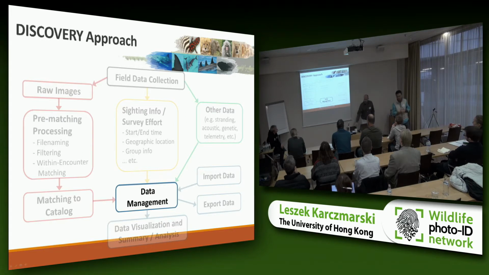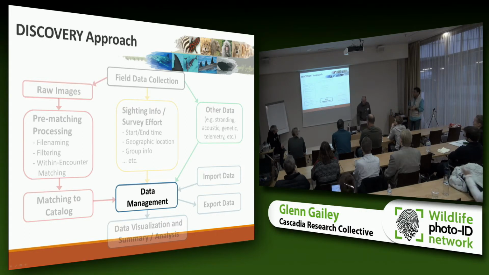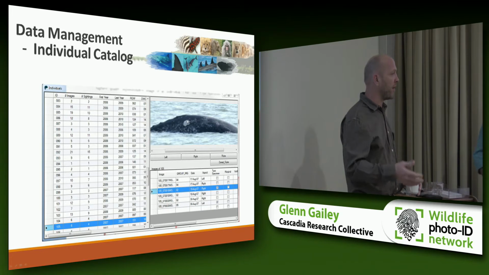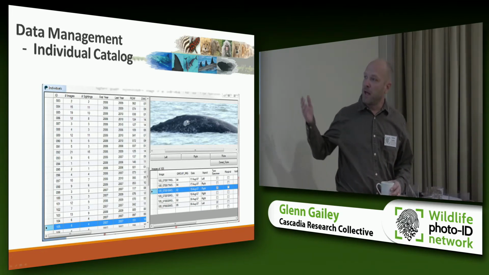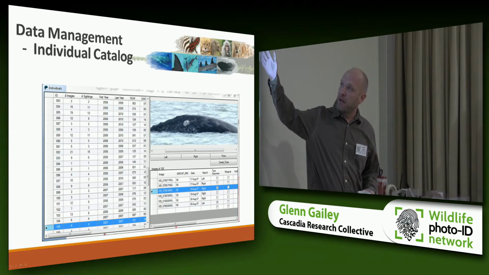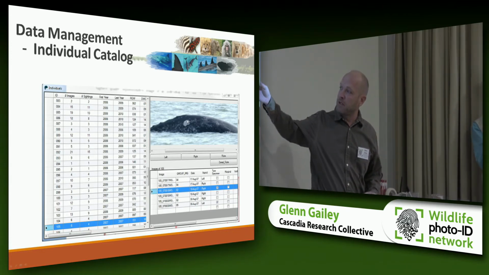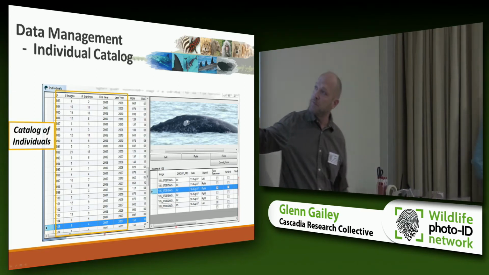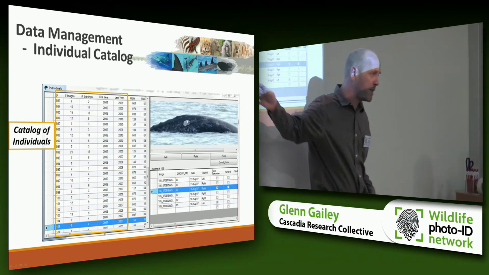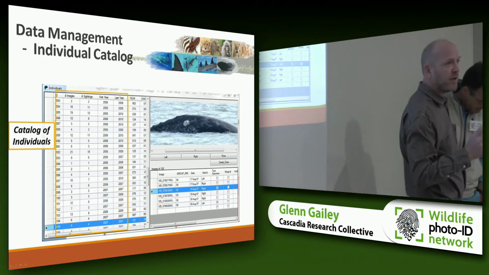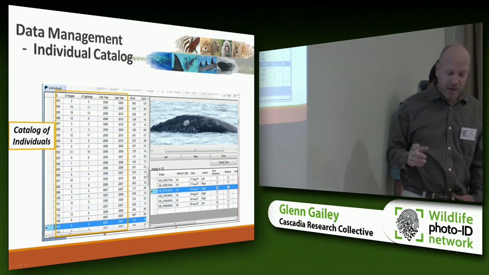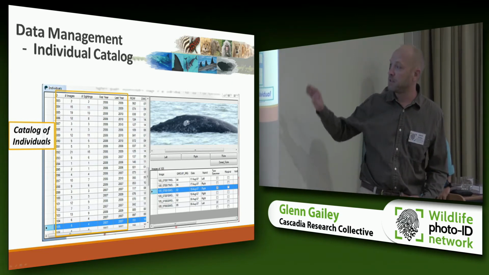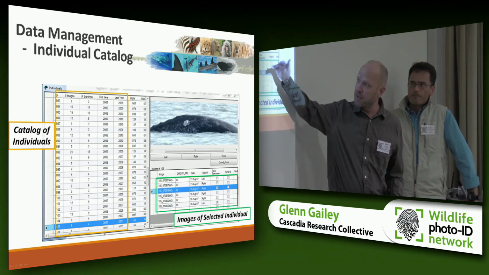So once you have all your data in a central database, you have a lot of procedures you have to go through, and you are constantly checking your database, re-verifying your IDs, and also looking at the individual information. And so you can see this is the catalog of your individuals, which gives you summary data of how many images, how many sightings, when did you first see that individual, when is the last time you've seen that individual. And then when you click on the individual catalog, you can see all the images associated with that individual. So these are the different re-sightings.